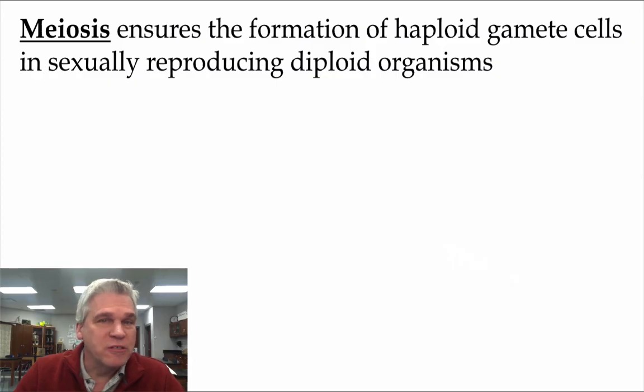The process of meiosis is very similar to mitosis that we talked about earlier this year, but it has a totally different function. Meiosis ensures the formation of haploid gamete cells in sexually reproducing diploid organisms. Well, what does all this mean?